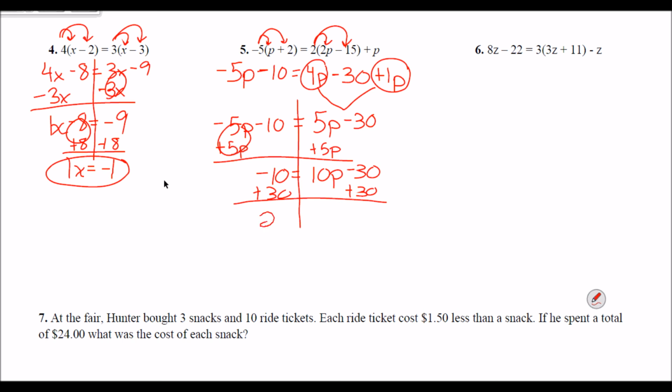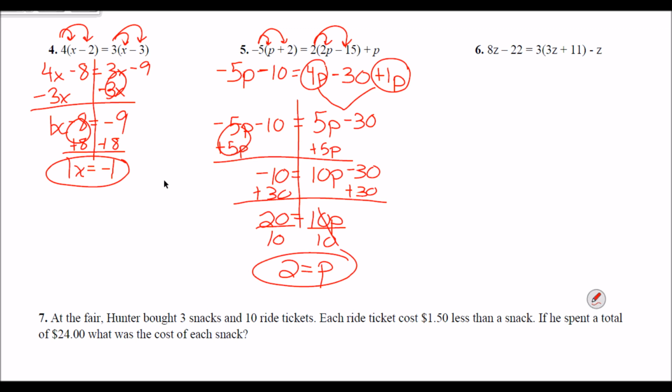Negative 10 plus 30 becomes 20. The 10p drops down. To get rid of the 10, we have multiplication between there, so to get rid of that, we need to divide each side by 10. 20 divided by 10 makes 2, which is equal to p.